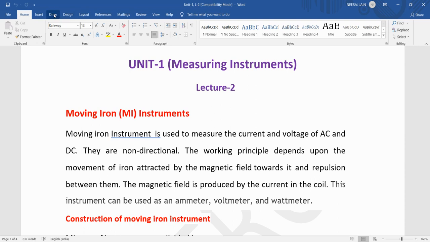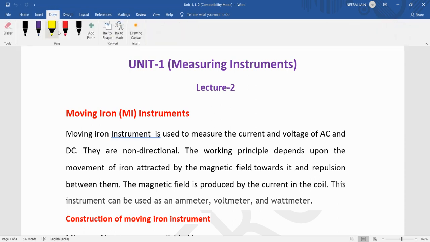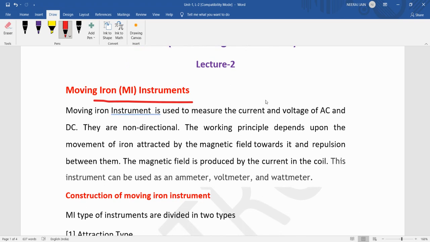Today we are going to discuss the moving iron instruments. As we have studied in the earlier class, PMMC instruments, permanent magnet moving coil instruments. Moving iron instruments are used for both AC and DC application, while the PMMC instruments are used only for DC application, so they are called non-directional instruments.